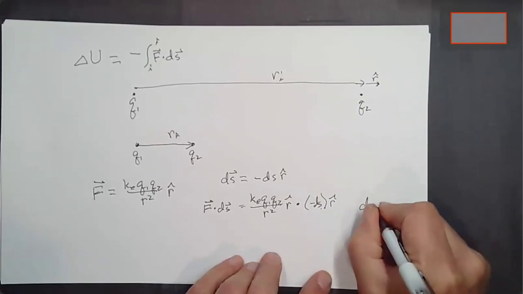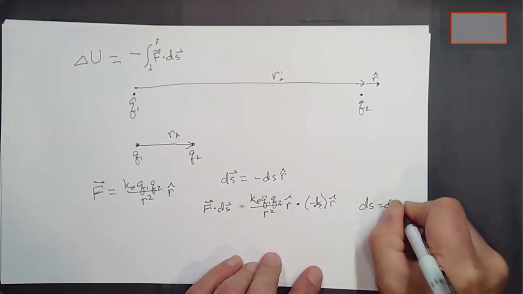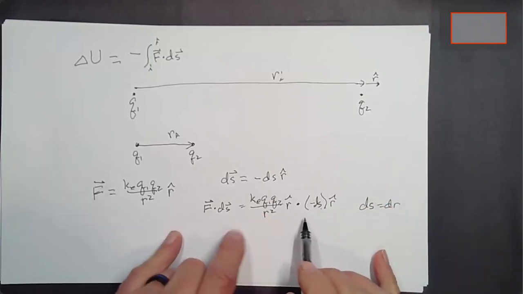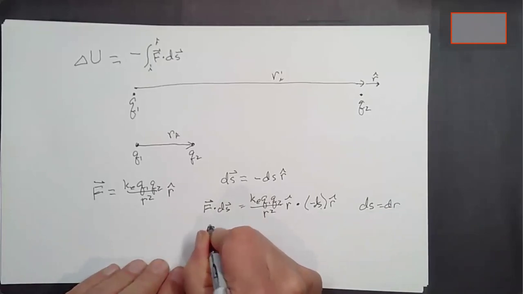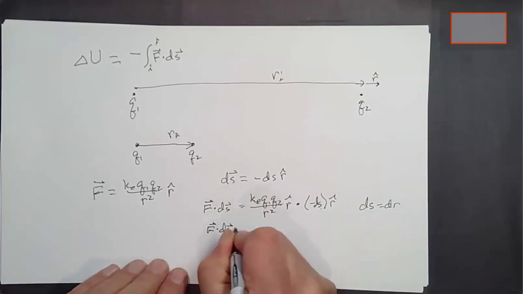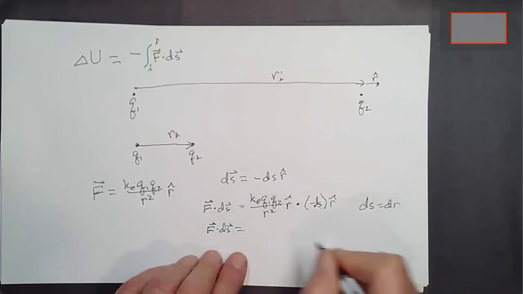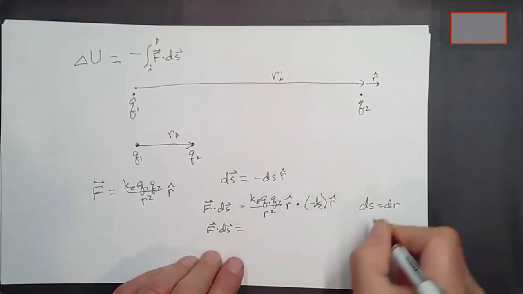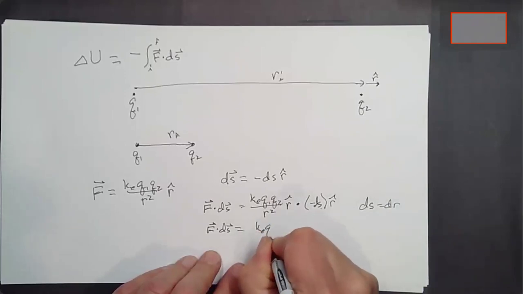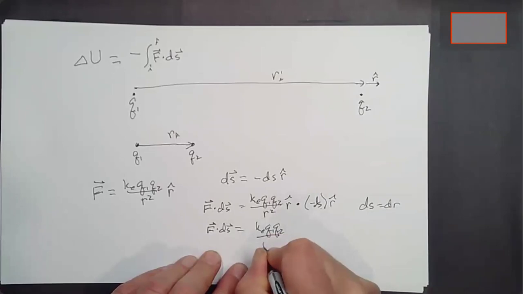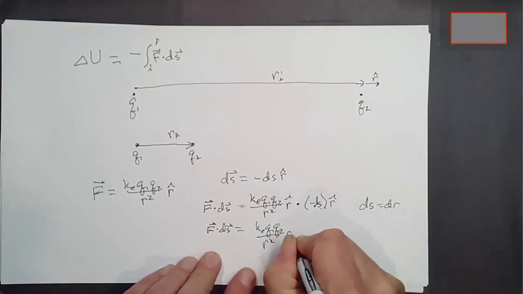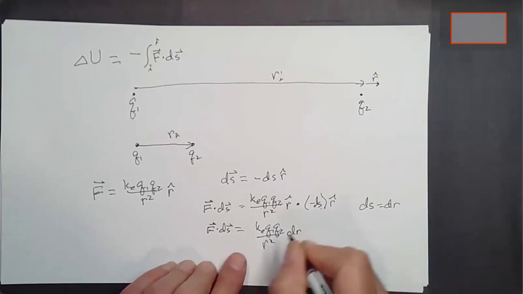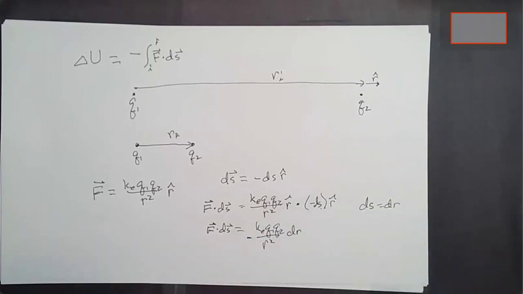So what I get out of all of this is that the f dot ds part is going to equal K sub E, Q1, Q2 over R squared, and I'll have dr, but I'll get a minus sign out of this. And so I'll be going in that direction. And I hope I didn't introduce too many minus signs or not keep track of all of them. But let's see what happens here.